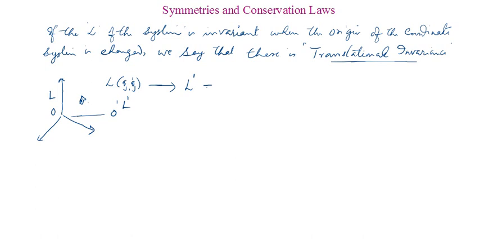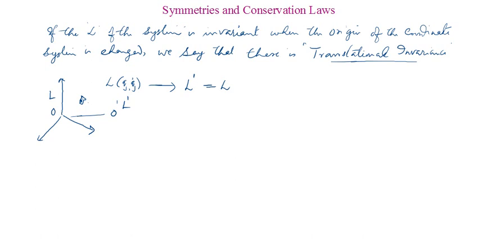So if L dash is equal to L, meaning shifting the origin is not affecting the Lagrangian of the system, we will say that the system possesses what is known as translational invariance. You can try to understand the meaning. Translational invariance, because the Lagrangian is not affected by translating the system. The shifting of origin means the system can remain there and the coordinate system can move, or the other way also, right? So by changing the coordinates of the system, if the Lagrangian is not changing, we'll say that there is a translation.